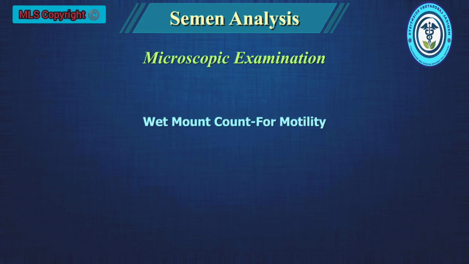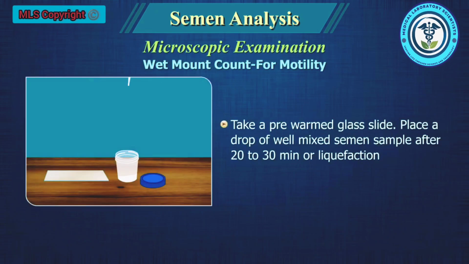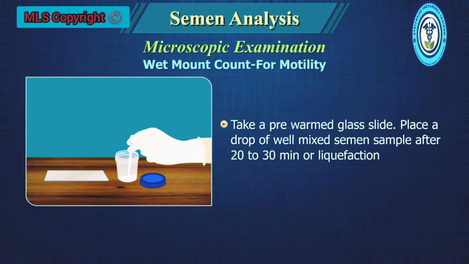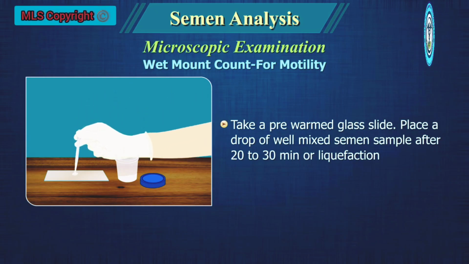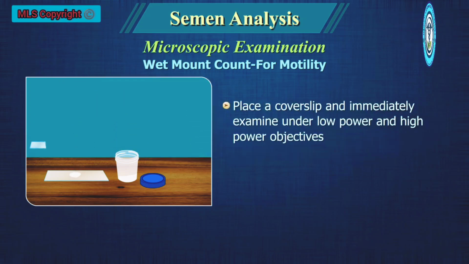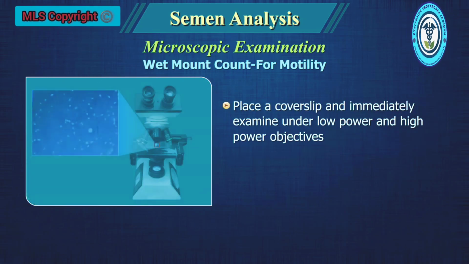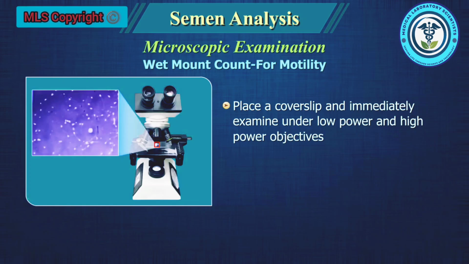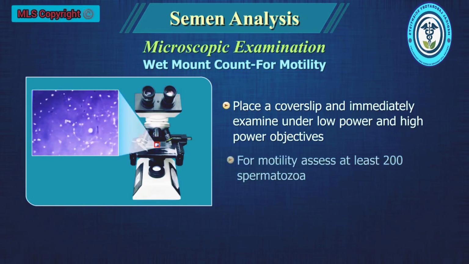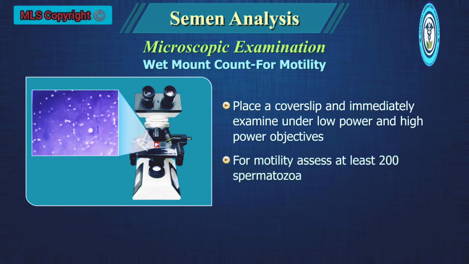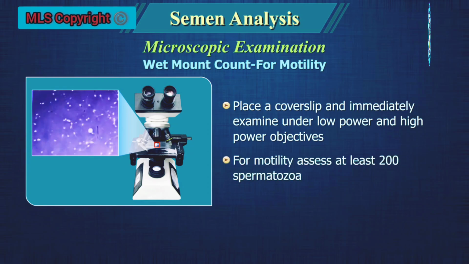Wet mount cover slip preparation. Take a pre-warmed glass slide, place a drop of well-mixed semen sample. Place a cover slip and immediately examine under low power and high power objectives. For motility, count at least 200 spermatozoa.